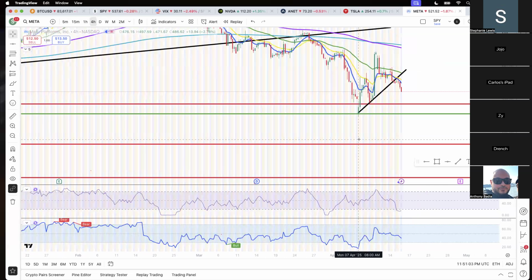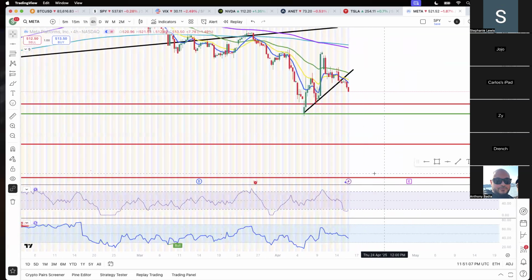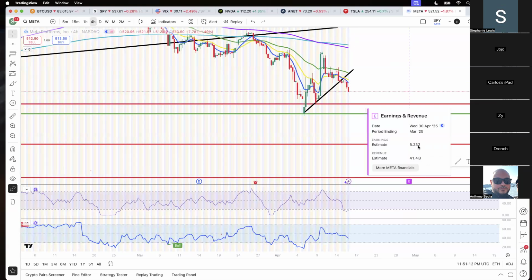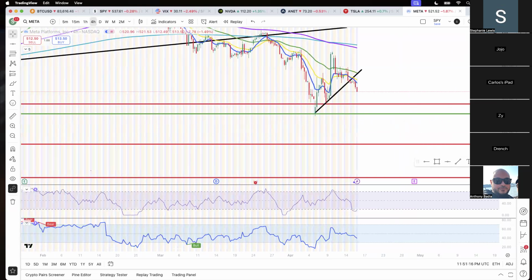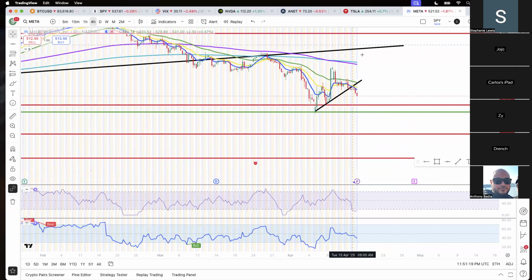And I know Zuckerberg's in the courts for something, but I don't care what they're talking about. If Meta's at 381, I definitely will be very interested in Meta. They also have earnings at the end of April. So I'm very interested to see how this plays out. So definitely on my watch list.